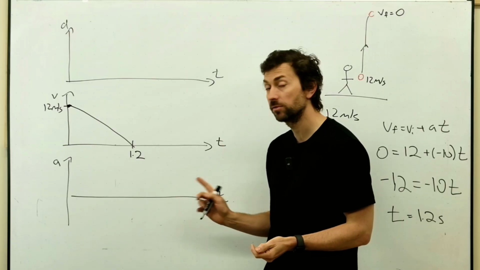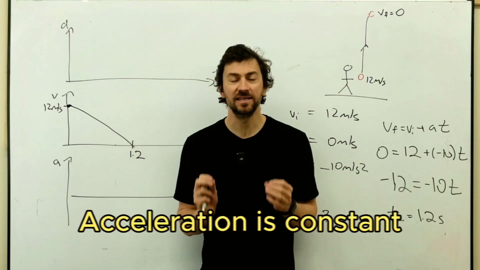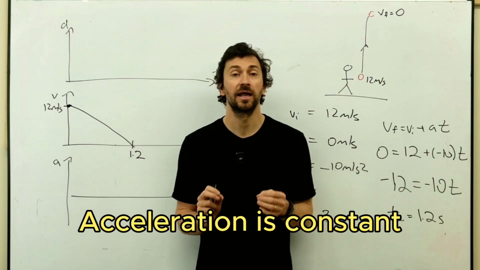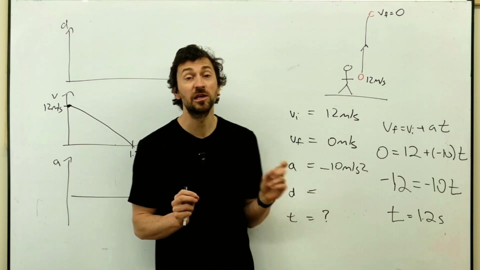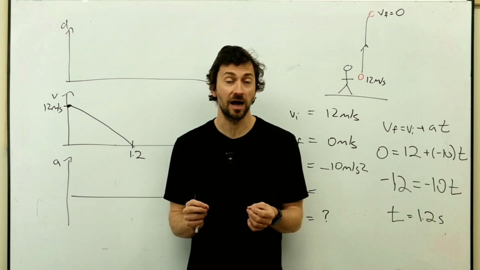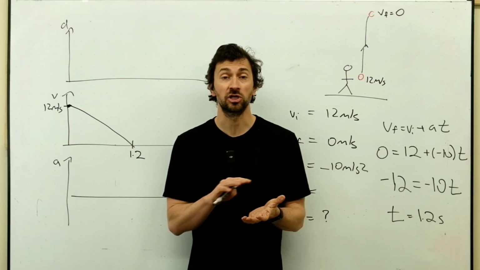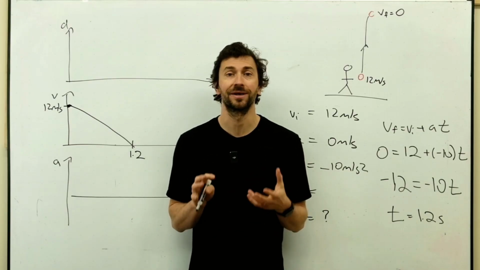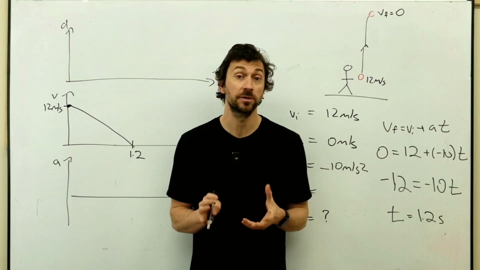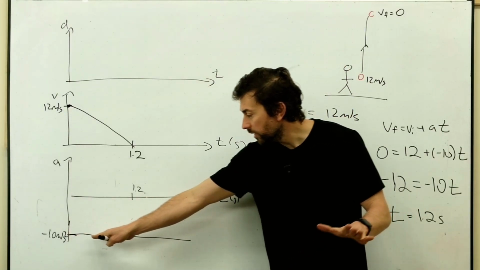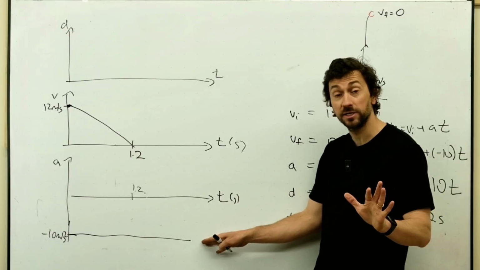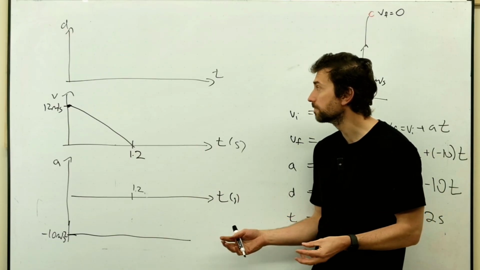How about the acceleration? Well, acceleration is constant. That is, acceleration equals negative 10 meters per second squared all the time. So I just need to draw a straight line for acceleration at negative 10 meters per second squared. So there, the acceleration is going to be negative 10 meters per second squared for the ball always.